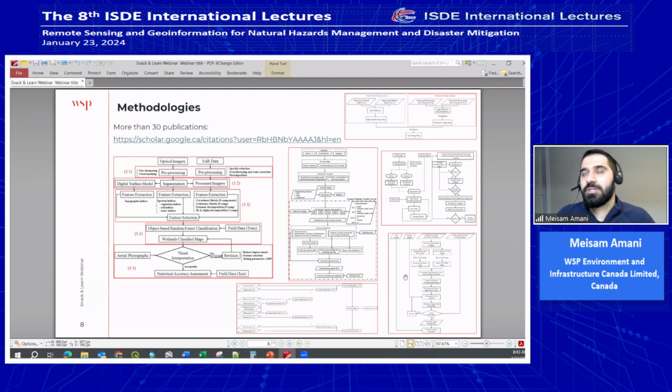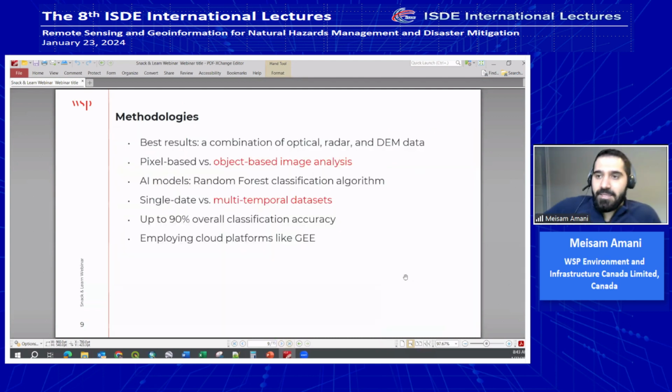If I want to summarize the general and publicly approved remote sensing methodology for wetland mapping, I can say that the best result usually comes from a combination of optical, radar, and DEM data. If you have these three datasets, then you will get the highest accuracy. Each of them has its own advantages and disadvantages, so when we combine them, we are combining the advantages of each dataset and we get the highest accuracy. The other important thing is the importance between pixel-based and object-based image analysis.